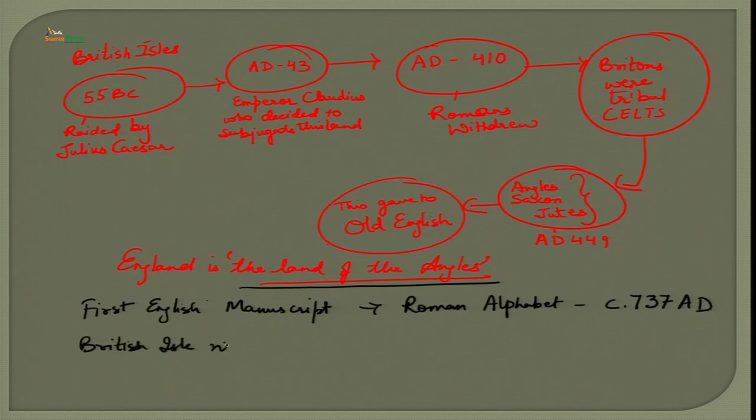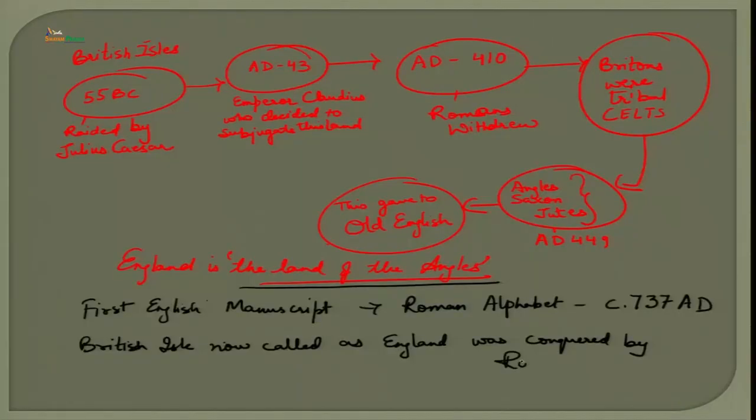The British Isles, which is now called England, was conquered by whom? Conquered by Roman emperors. Among those Roman emperors, it began with Julius Caesar and then Emperor Claudius. Right, and it stayed there for some centuries, and thereafter when they withdrew, the Celts were attacked by Angles, Saxons and Jutes. So, conquered by Roman emperors. I think the concept is getting very clear, everyone.